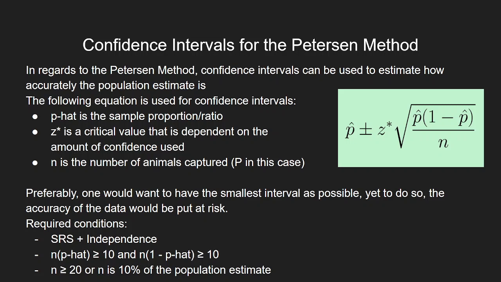Now, to compute confidence intervals, we also have to have certain requirements that are listed down below. And to clarify, the first requirement is a simple random sample, meaning that the sample we used for capture and recapture methods has to be random, and that also accounts for independence, so that we don't count an individual animal twice.